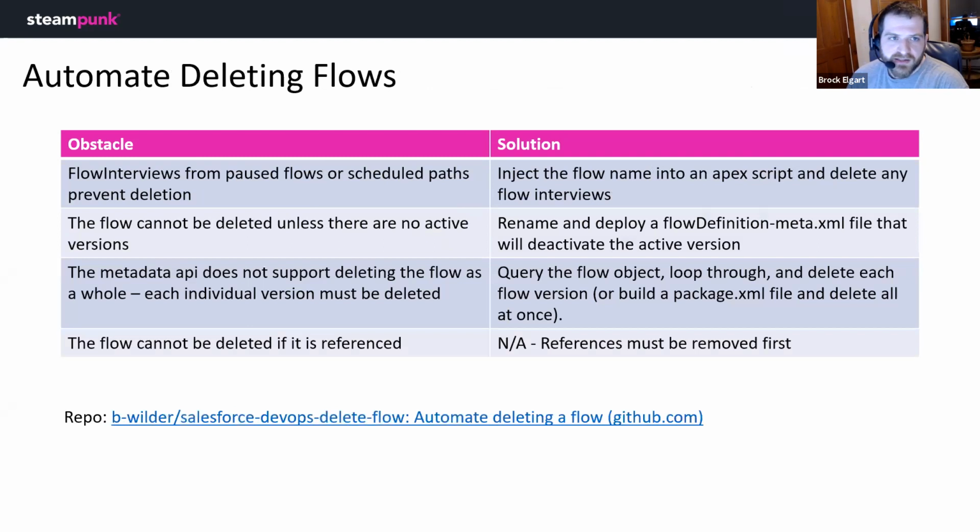Okay, so my last one here is just automating the process of deleting flows. I'm sure you've all had pains trying to include flows in your destructive changes XML file. So I made a list of the blockers that I've run into and how I solved them. So one is flow interviews from paused flows or scheduled paths prevent deletion. So if someone's paused the flow, you can't delete it.